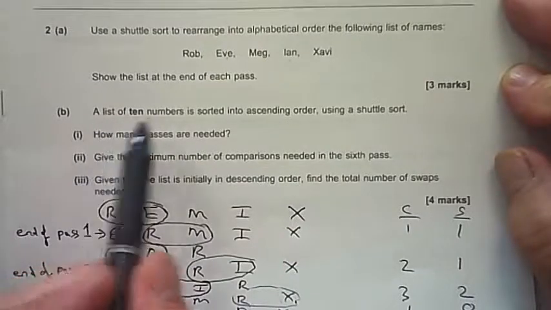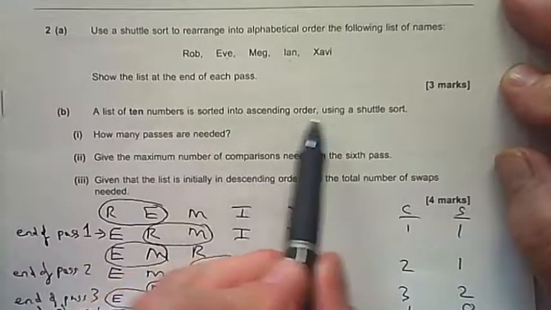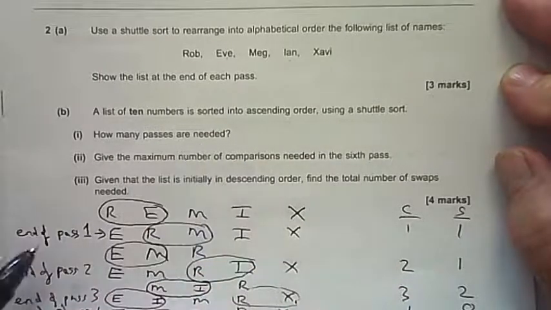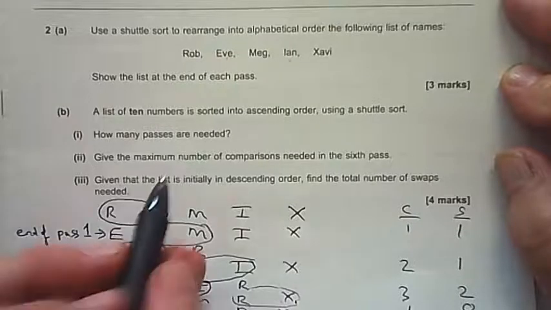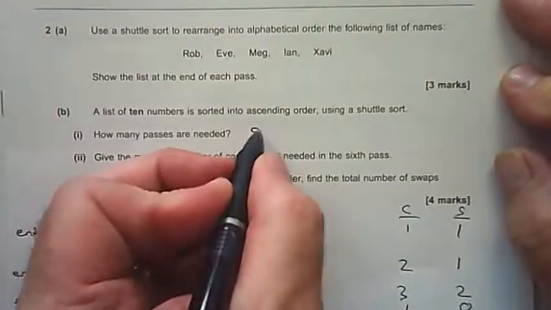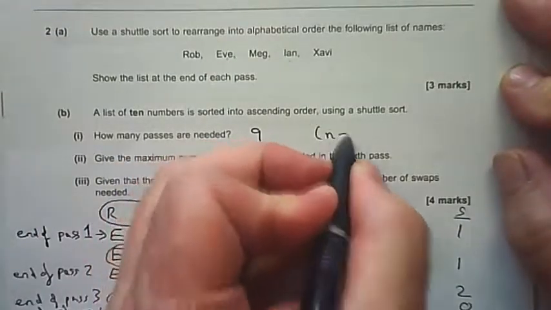Part B. A list of 10 numbers is sorted into ascending order using shuttle sort. How many passes are needed? Well, we said earlier, with shuttle sort we always need n-1 passes. So if n is 10, the answer is 9. n-1.